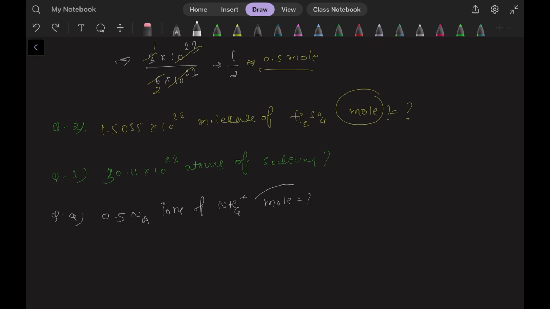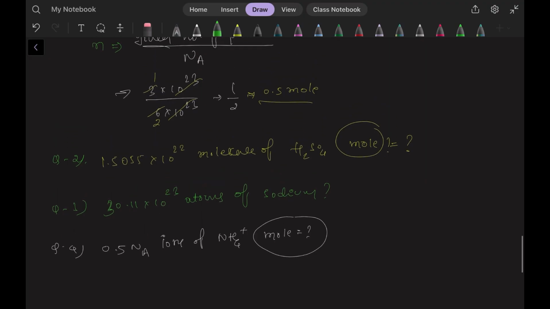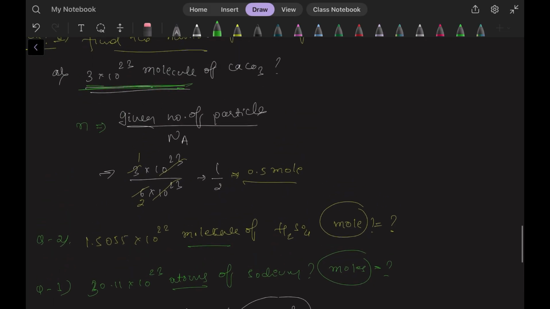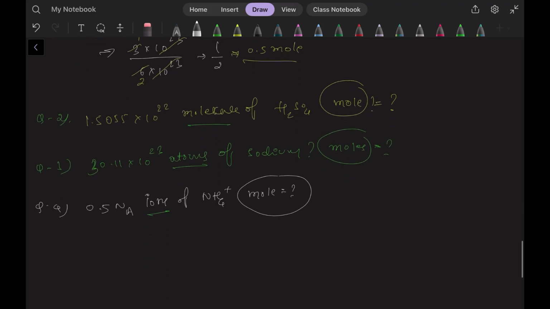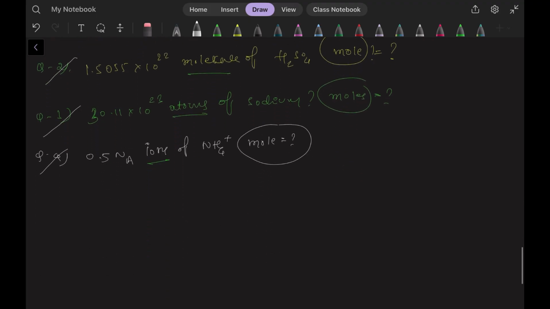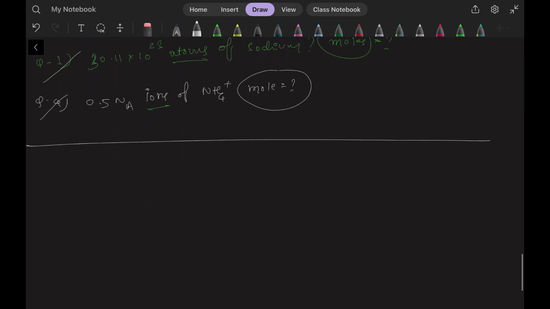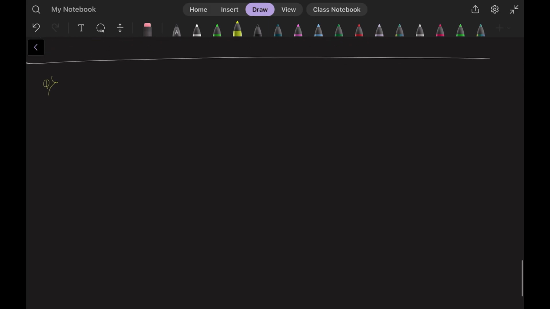This is how we have to find out the moles in terms of different conditions. Here they mentioned ions, here atoms, here molecules, here they mentioned molecules only. Just try to solve the remaining three questions yourself. Interesting question is, here we go. Like this question they can ask in KCET, they can ask in JEE also. Important, don't neglect.